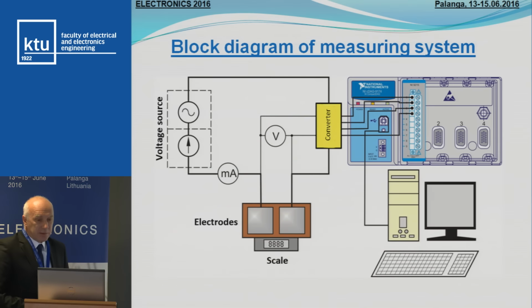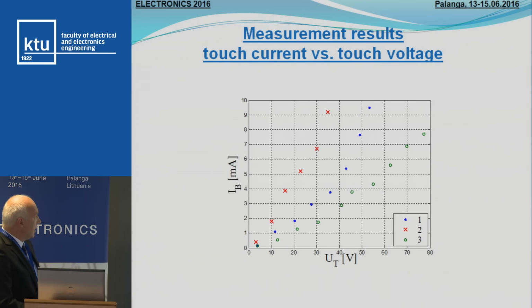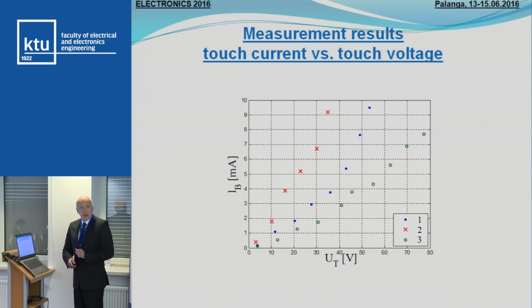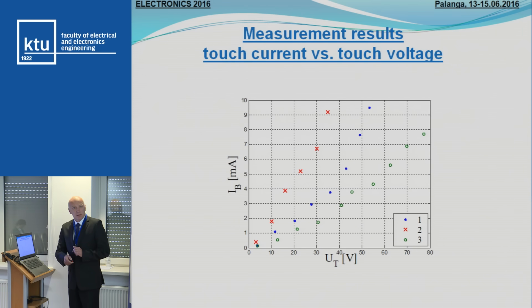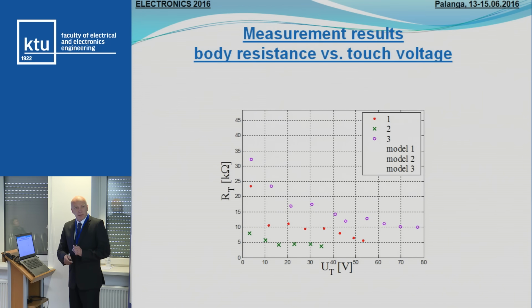And this is the block diagram of our measuring system. These are measurement results of touch current against the touch voltage for three different subjects, three males in the age of 40-50 years old. And this is values of resistance, measured resistance. We can see that, of course, the touch current is non-linear to the voltage, and it means that, of course, the body resistance goes down as the touch voltage goes up.